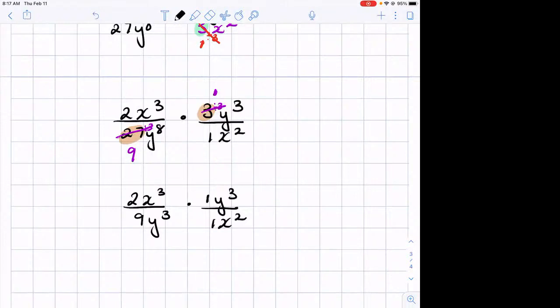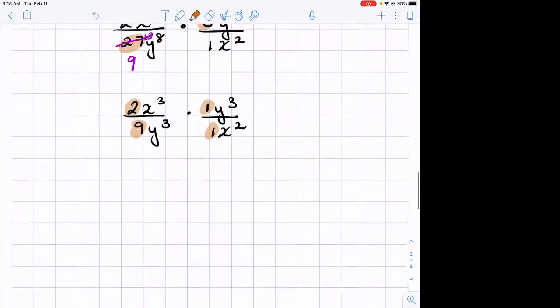There's no number that can be simplified anymore. There's a 2 in the top, and there's no multiple of 2 in the denominator. So 2 doesn't go into 9, and 2 doesn't go into 1 evenly. And then there's a 1 in the top, so we can rewrite this without the 1's. So this is 2x cubed over 9y cubed times y cubed over x squared, because we don't really need to write these 1's here.